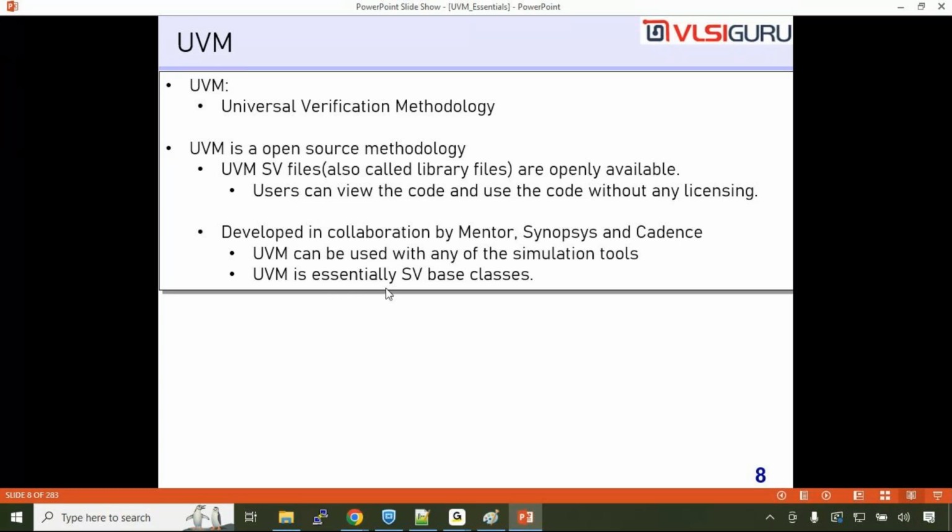UVM is essentially SystemVerilog base class. I mean, there is no big difference between SV and UVM. As I was already telling you, in UVM advantages, you don't need to learn data types and operators again. Whatever data types, operators, everything you learned in SV is part of UVM. Only thing is how to do the things efficiently is what is explained.